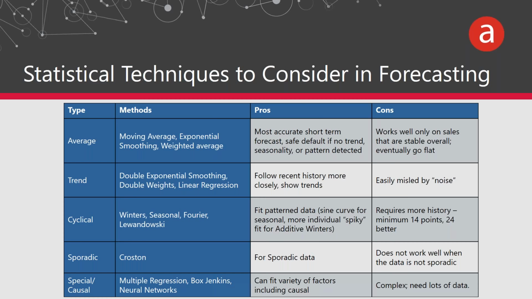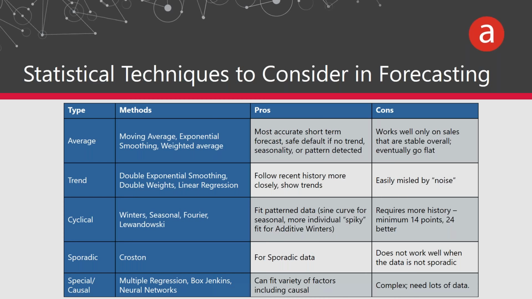But if we are thinking of a longer term, and certainly if you know that you have seasonality or patterns, then you want to use other types of methods. Others that I want to highlight are the seasonal ones. For example, if you know that you have trends, which is the next section, we have methods available which are fairly common, like double exponential smoothing and double weights. We also have options to use linear regression.